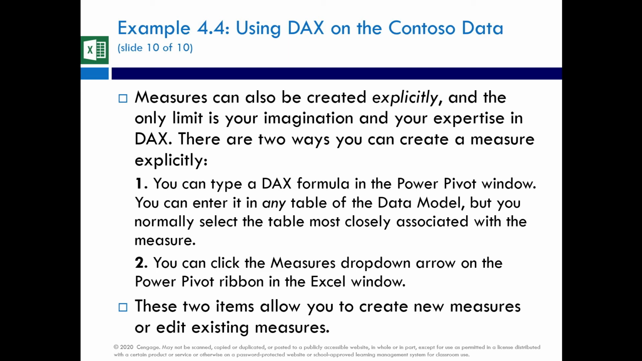There are two ways you can create a measure explicitly. You can type a DAX formula in the Power Pivot table. You can enter it in any table of the data model, but you normally select the table that is most closely associated. You can also click the Measures drop-down in the pivot table. These two items allow you to create new measures in existing tables.